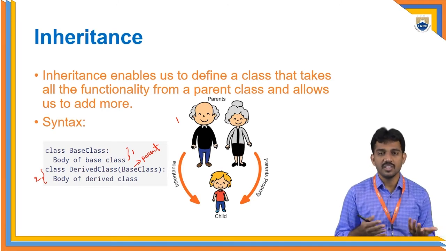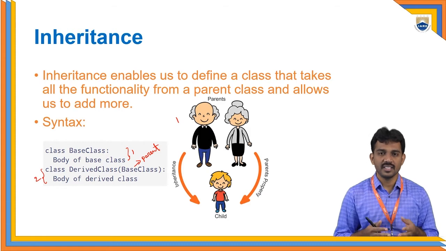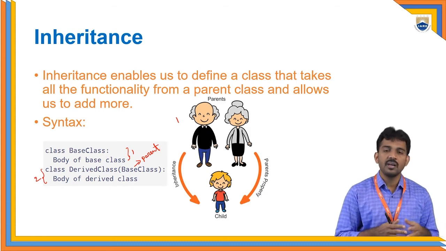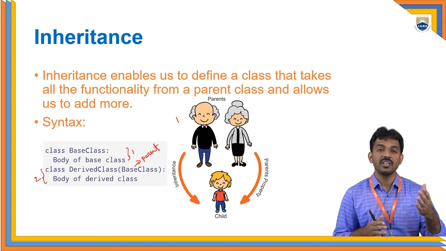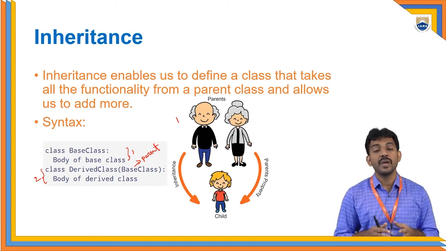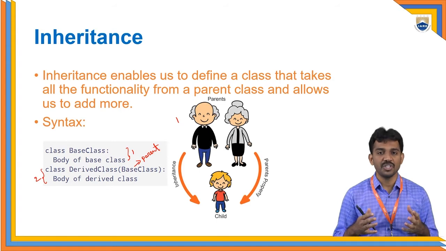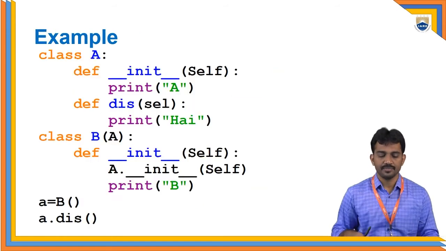That is the generality, right? The same thing applies in the OOPS paradigm also. You have permission to access from the parent, but the parent doesn't have permission to access from the child. Right? Is this clear? Let us see one example.